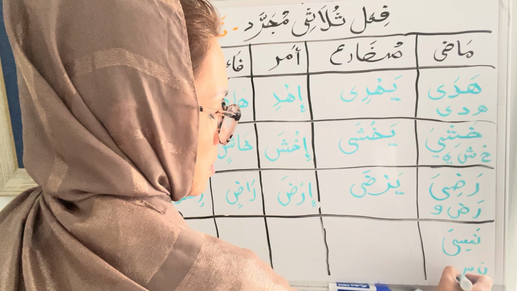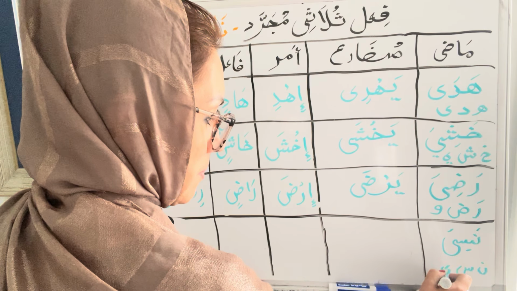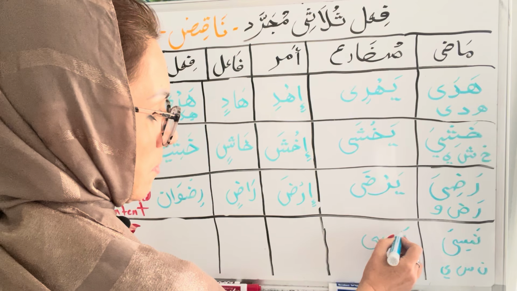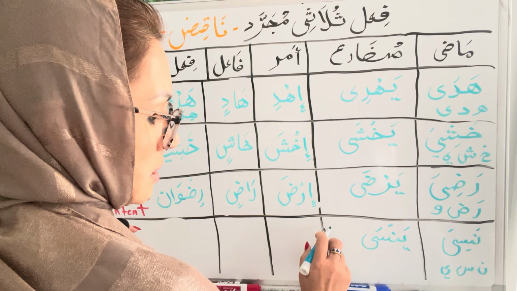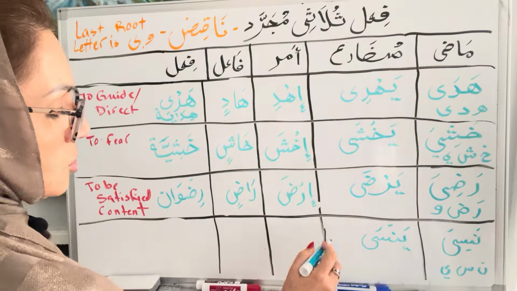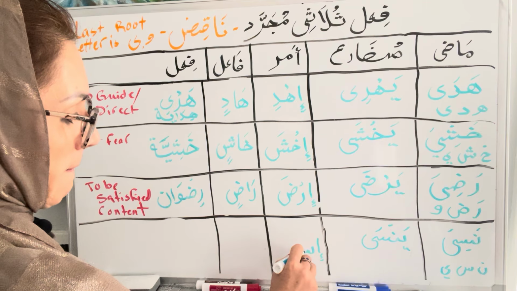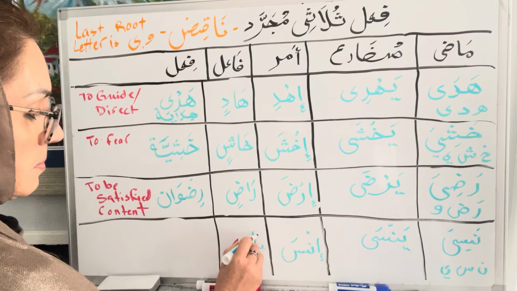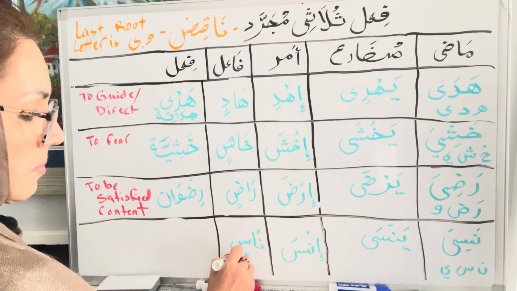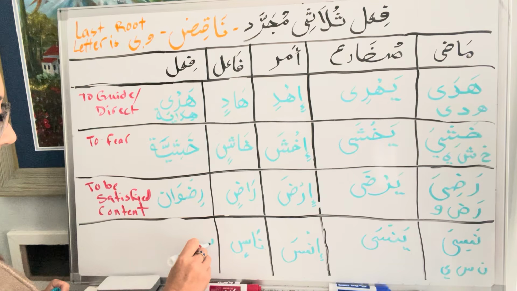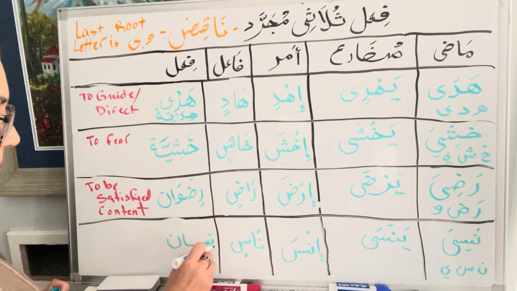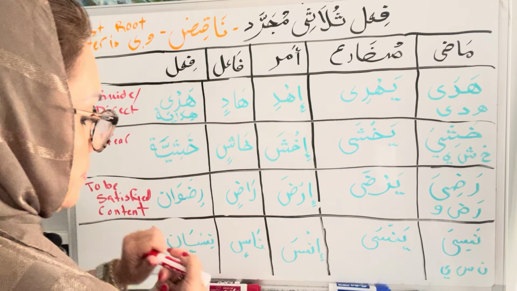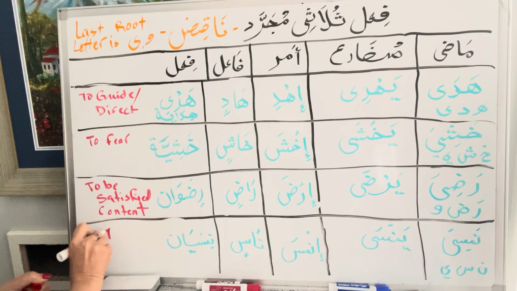Noon, sin, and then ya. Nasiya, yansa. Nasiya, yansa, insa. Just like this one, ikhsha, then it's insa. And then it's nasin. And then nisyan. Okay. This means to forget.